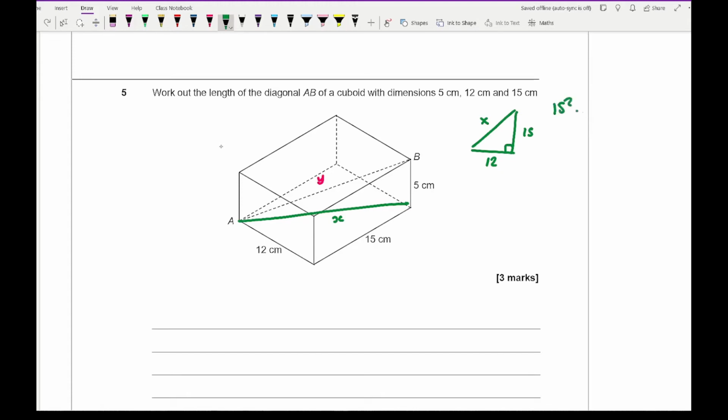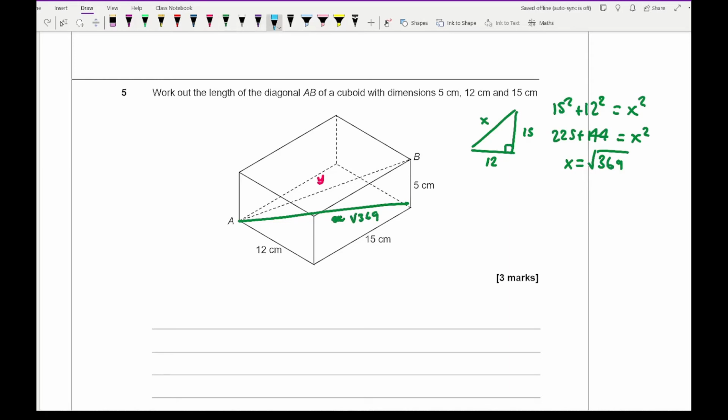I can work out X by using Pythagoras. So I've got 15 squared plus 12 squared equals X squared. That's going to be 225 plus 144 equals X squared. And if I type that into my calculator, I get X equals the square root of 369, and leave it in that form. And so I can rub out this X and swap that for root 369.